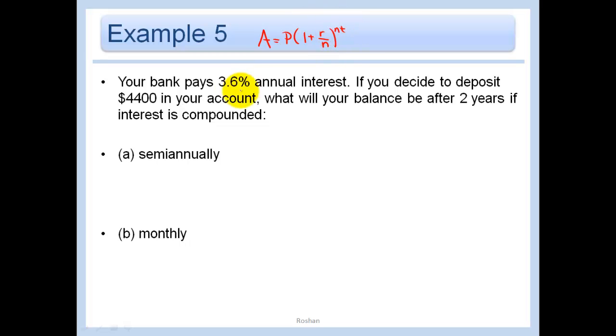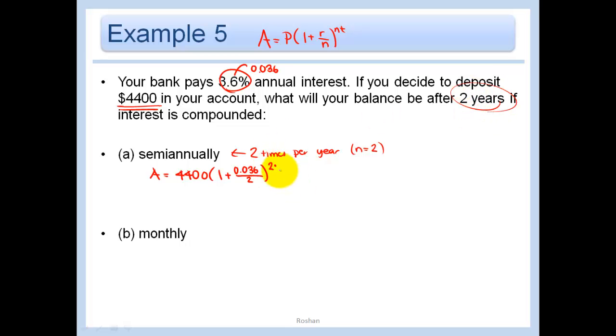Okay, your bank account pays 3.6%, in other words, 0.036 annual interest. If you decide to deposit $4,400 in your account, what will your balance be after 2 years if interest is compounded? First of all, they say semi-annually. Semi-annually means 2 times per year. In other words, our N is equal to 2. So let's just do it. A is what we want to find. P was 4,400. 1 plus R, 0.036 over N, which is 2. Our N is 2. Our T is also 2 in this case. And so if you put that in your calculator, you should get $5,906.82.